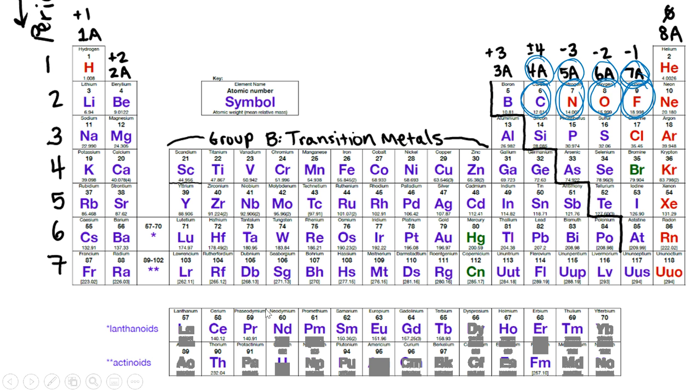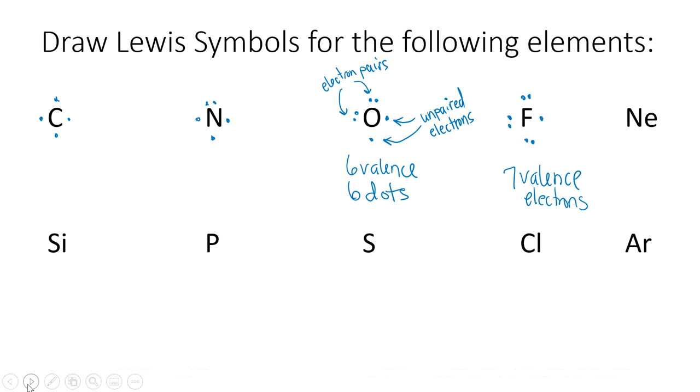Now let's look at neon. Neon's over here. It is in column 8. That's the most valence electrons anything can have, is 8. The numbers don't get any higher than that. So it's got 8 valence electrons. And then we would go 1, 2, 3, 4, 5, 6, 7, 8. Notice that neon has no electrons that are unpaired.